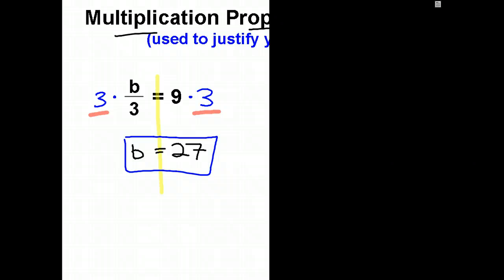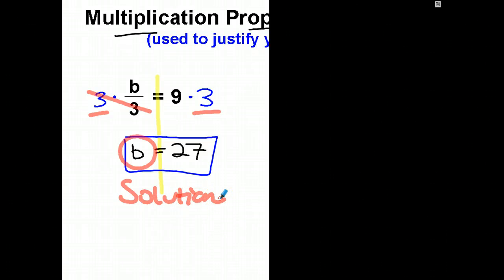And remember that if you multiply and divide by the exact same value, those cancel out, so we can cross them out, leaving us with just b all by itself on the left side. And on the right side, 9 times 3 would give us 27. So this is going to be our solution, that b equals 27.